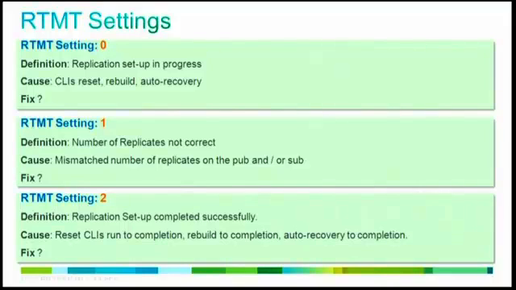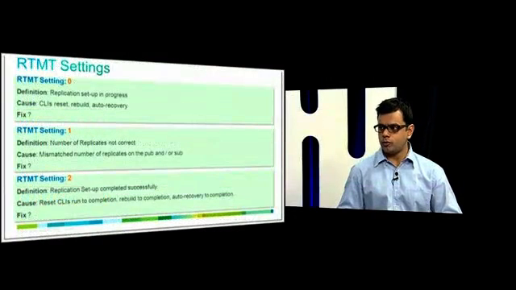from the failed state. Next would be RTMT setting 1. When do we really see this, or what does it really mean? It talks about the number of replicates being incorrect. That means the total number of tables that were replicated from one server to the other, or rather from the publisher to the subscriber, are not matching. A mismatched number of replicates on the publisher and subscriber is what would lead to this particular state. However, we don't see this state anymore, and this is something of the past. Haven't seen it in a couple of years now.